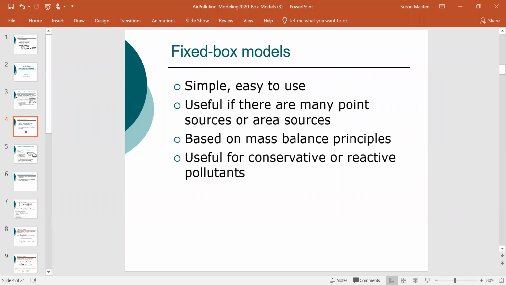All of these are based on mass balance principles. So whether we use a Gaussian model or what we refer to as a fixed box model, they're all based on mass balance. The fixed box models are relatively simple, relatively easy to use. We can use those if we have multiple point sources. We can use them if we have area sources. And we can also use them if we have both conservative or reactive pollutants.